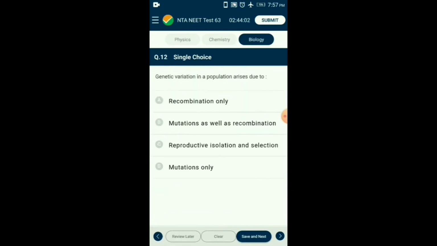Question number 12. Genetic variation in a population arises due to. In a population, a discontinuous source of genetic variation is mutation, which occurs randomly, and a continuous source of genetic variation is recombination or crossing over, which occurs during gamete formation in meiosis. So the answer for this question is option B, mutations as well as recombinations.